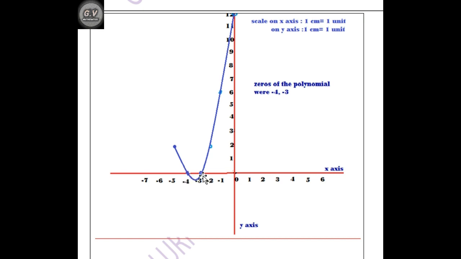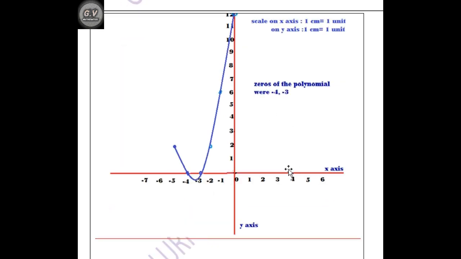At x equal to minus 3, the value of y is 0. Minus 3 comma 0. So the graph touches the x-axis at x equal to minus 4 and minus 3. Therefore, minus 4 and minus 3 are the zeros of the polynomial. Okay, so this is the graphical method, Nana.